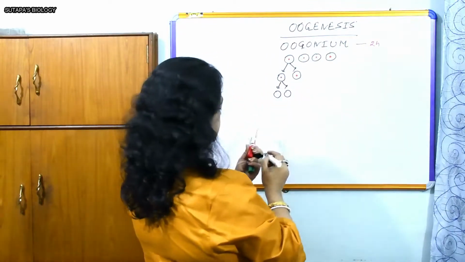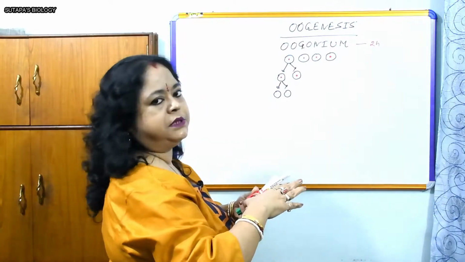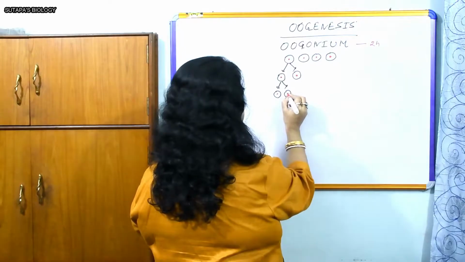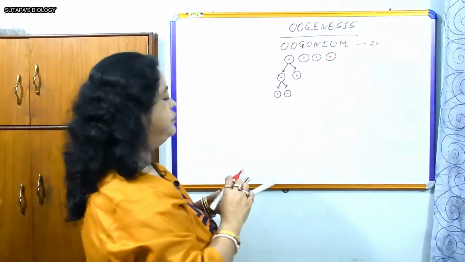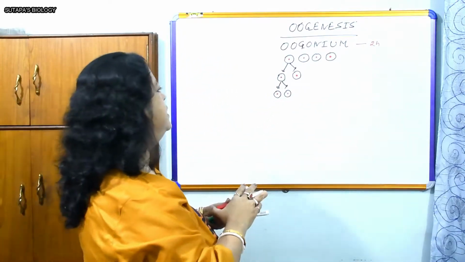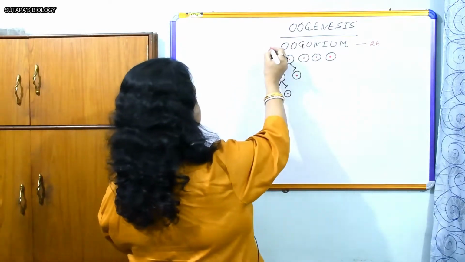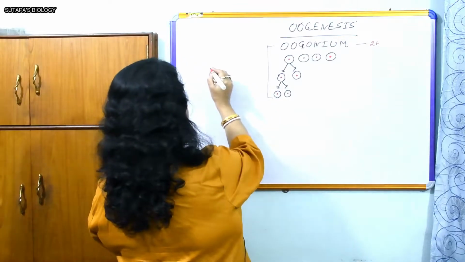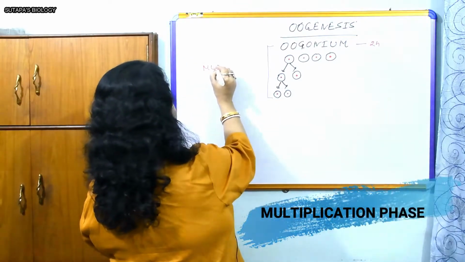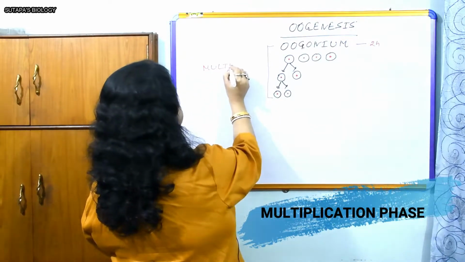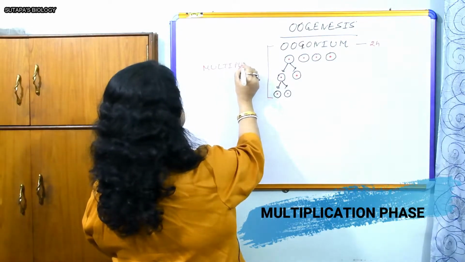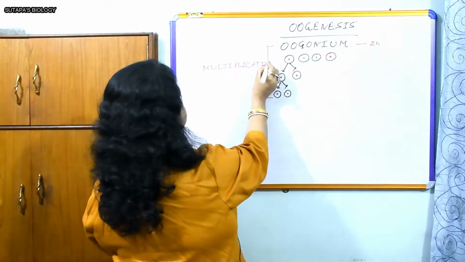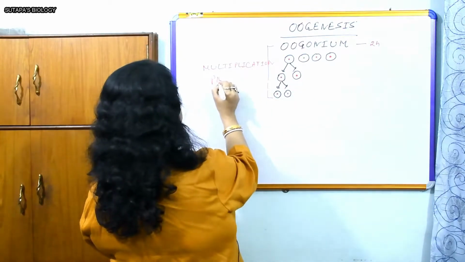In each step, the number of the twin cells is increasing. All these are of twin chromosomal complement, and up to this subphase, it's known as the multiplication phase.